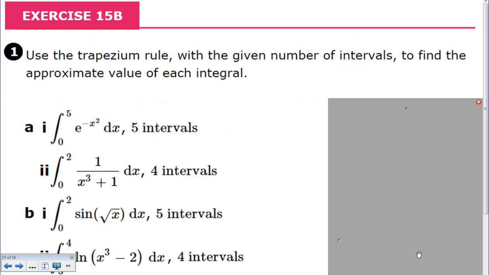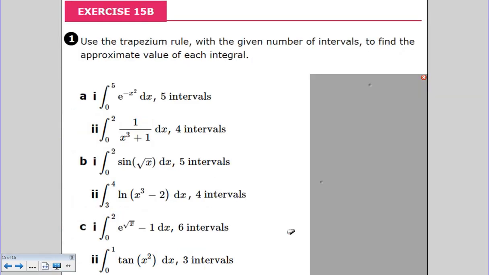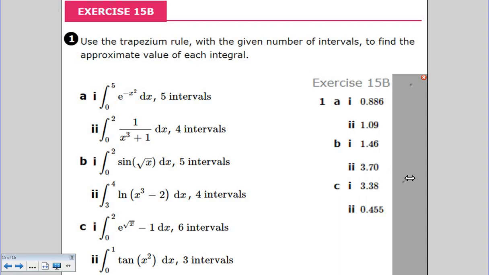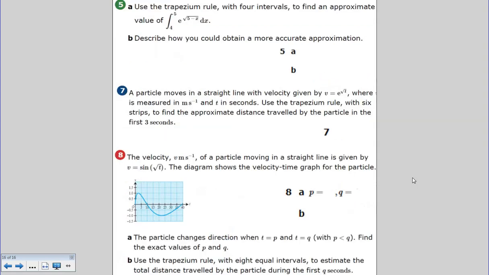Okay, so finally, here are some questions for you to try. There's a couple of pages, so here's the first page. Pause here. Okay, and I'm going to reveal the answers now. Right, another set of questions. So just questions 5, 7 and 8 from exercise 15b in your book. And now I'm going to reveal the answers.